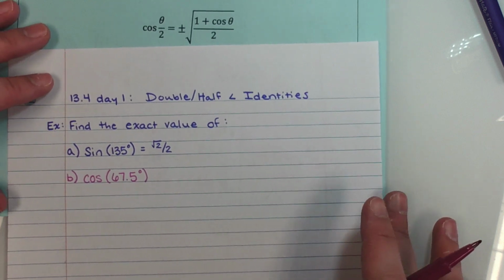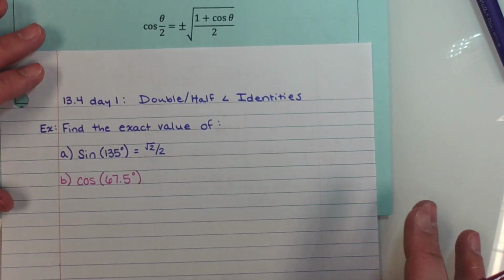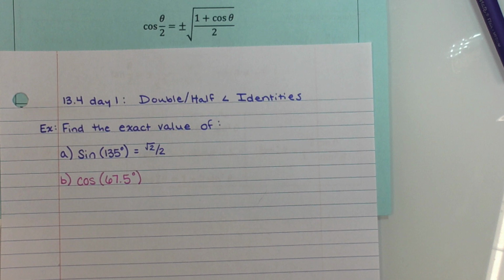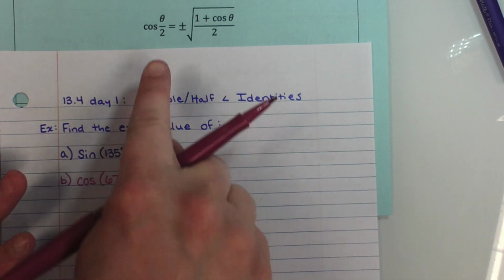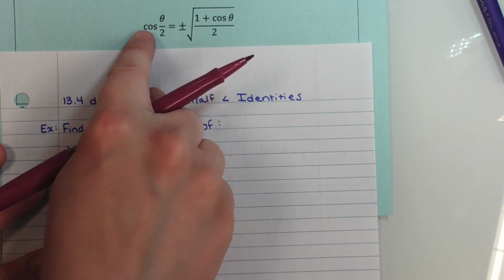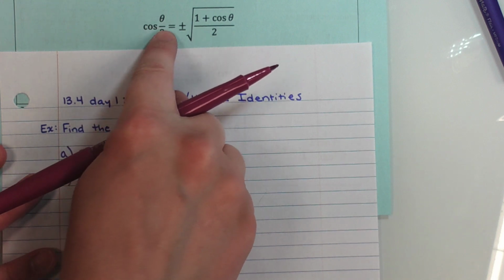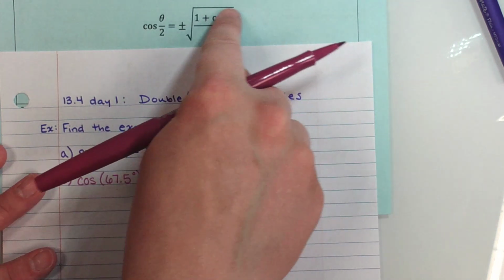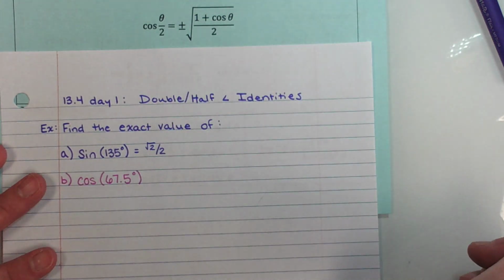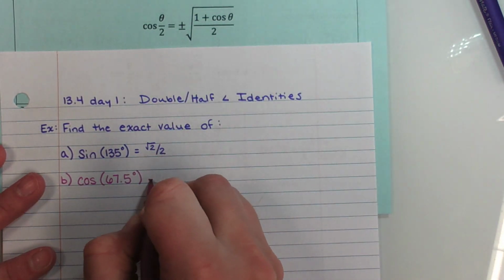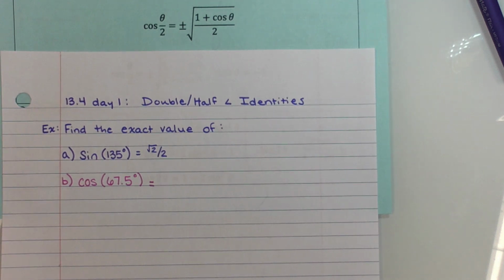Now the half angle identities trip people up the most because of how they set them up. Half angle identities say cosine of theta over 2 equals positive and negative square root of 1 plus cosine of theta all over 2, which means the first thing we need to recognize is we need to recognize 67.5 as a fraction.